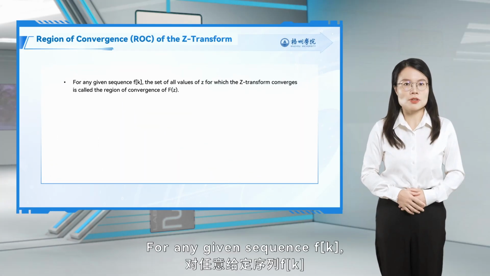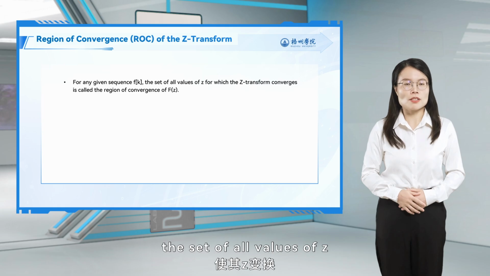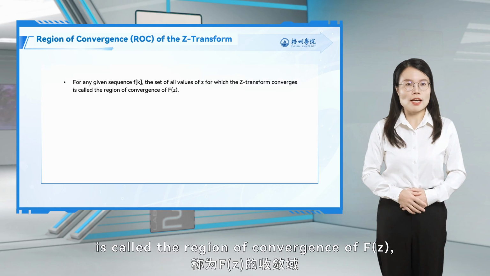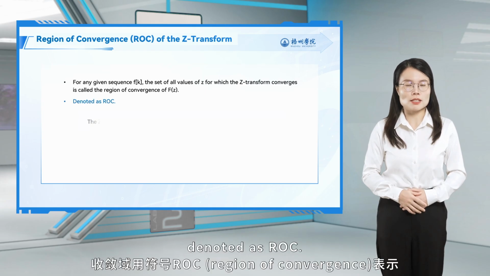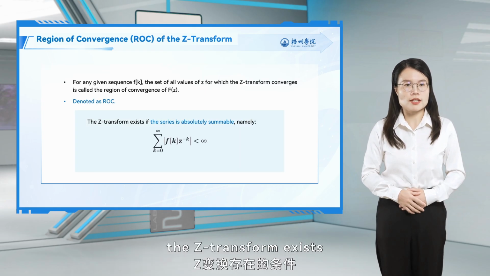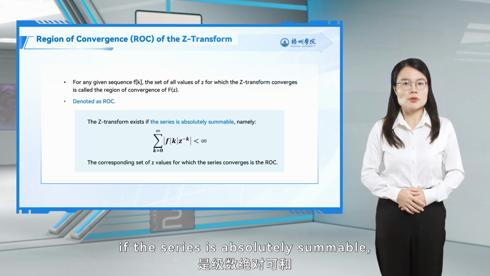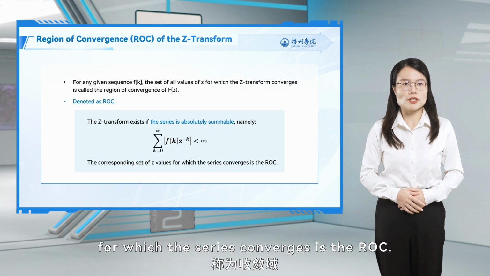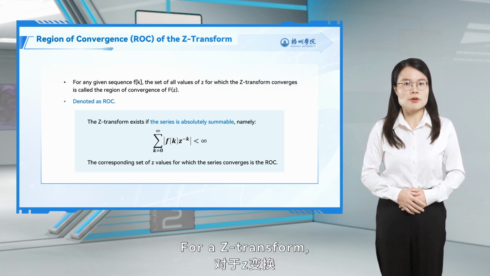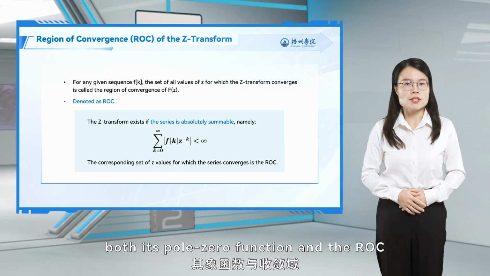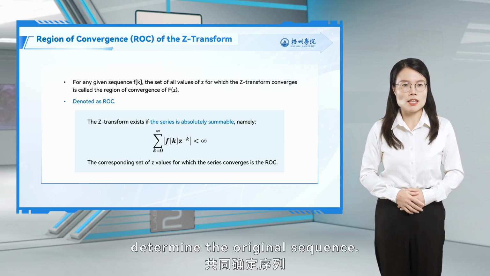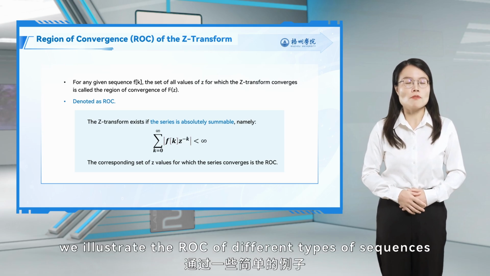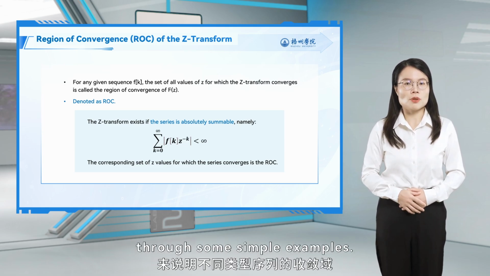For any given sequence f[k], the set of all values of z for which the Z-transform converges is called the region of convergence of F(z), denoted as ROC. As shown in the formula, the Z-transform exists if the series is absolutely summable, and the corresponding set of z values for which the series converges is the ROC. For a Z-transform, both its pole-zero function and the ROC determine the original sequence. Next, we illustrate the ROC of different types of sequences through some simple examples.